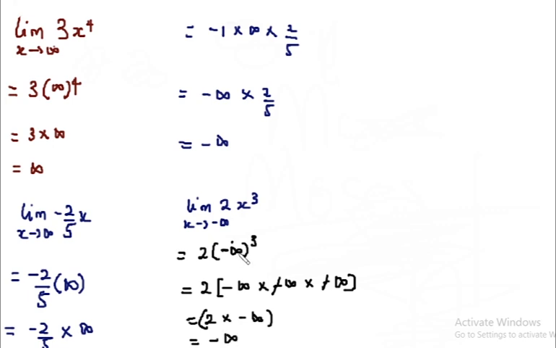To help you in future steps where you have negative infinity raised to a power: if you have an odd number power, your negative infinity stays the same, like we had here. If you have an even number power, like negative infinity squared, it will be equal to positive infinity. But if you have an odd number power, like 3, or 5, or 7, the answer will still be negative infinity. So let's move to more complex examples.